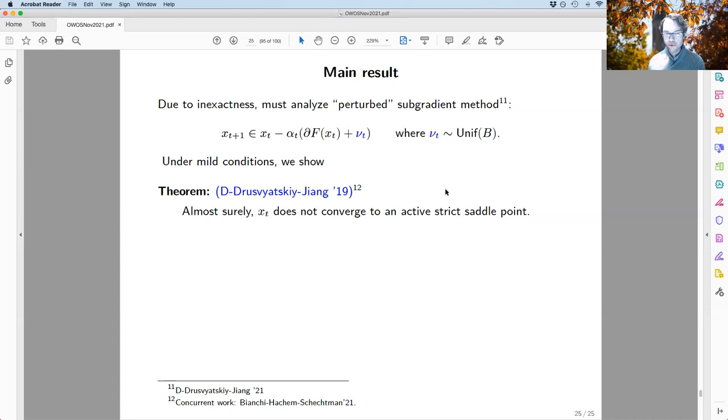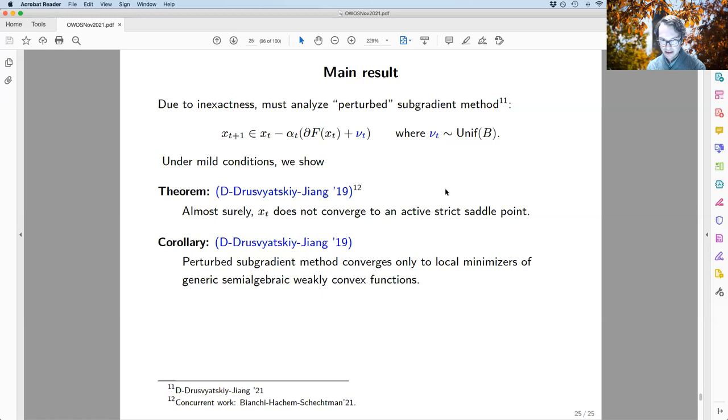Now, going back to our earlier result about the prevalence of these active strict saddle points, we get our main conclusion, which is that these perturbed subgradient methods converge only to local minimizers of generic semi-algebraic weakly convex functions. So now we know at least these things are converging to local minimizers. We don't know how close those are to global minimizers, but this is a lot stronger than what we knew before, which is convergence to critical points.